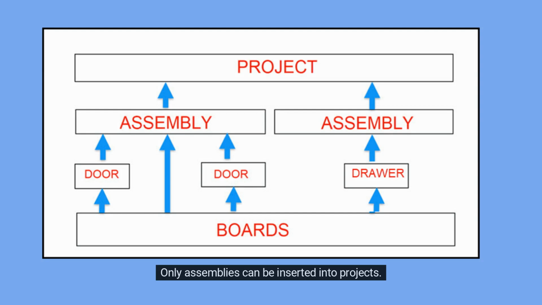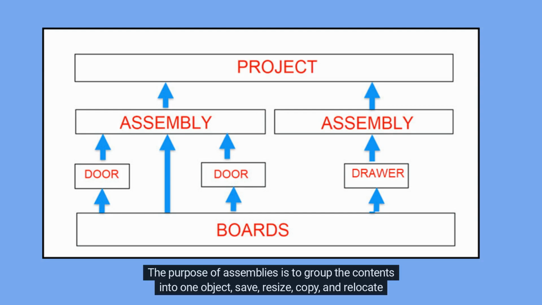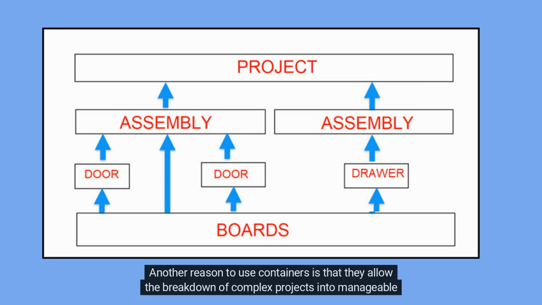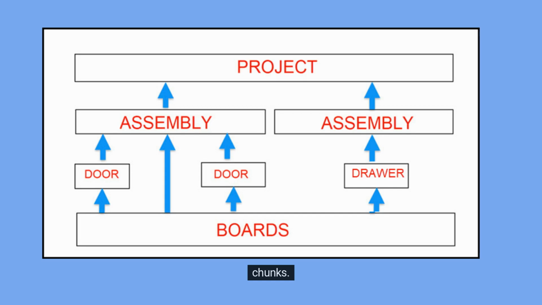Only assemblies can be inserted into projects. The purpose of assemblies is to group the contents into one object, so you can save, resize, copy, and relocate an assembly in one step, which is a great time saver. Another reason to use containers is that they allow the breakdown of complex projects into manageable chunks.